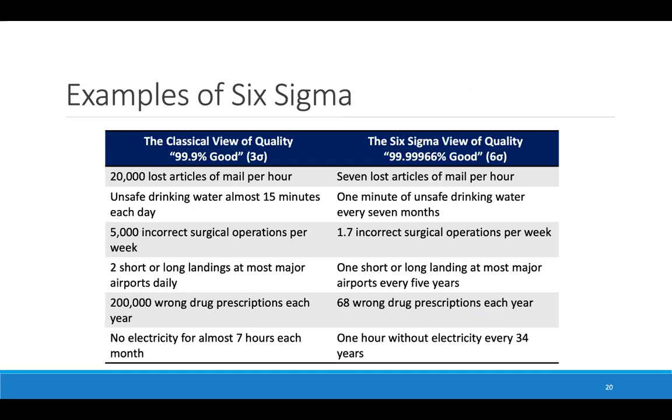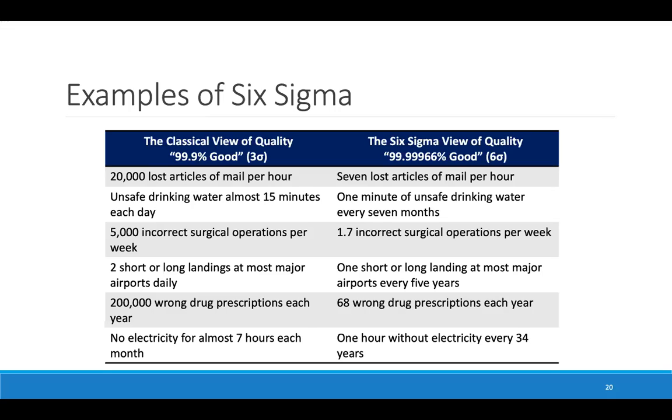And again, practically speaking, let's see Six Sigma from a practical perspective. On the left of this chart is the classical view of quality, 99.9% good at 3 standard deviations, 3 sigma. And on the right side is the Six Sigma view of quality, 6 standard deviations, 6 sigma. That's 99.99966% satisfaction, which means 99.99966% of products are going to be good. You don't have to throw them away. That's really hard to get to.